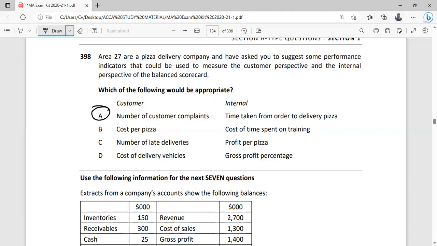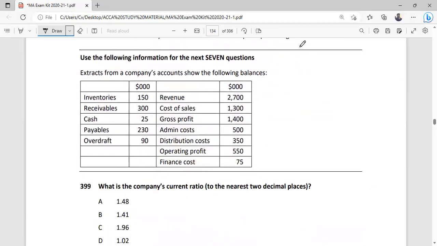So the correct answer is A, where the focus of the customer perspective is to evaluate the complaints and the internal perspective is to deliver the pizza as soon as possible or within the committed time. Any question?